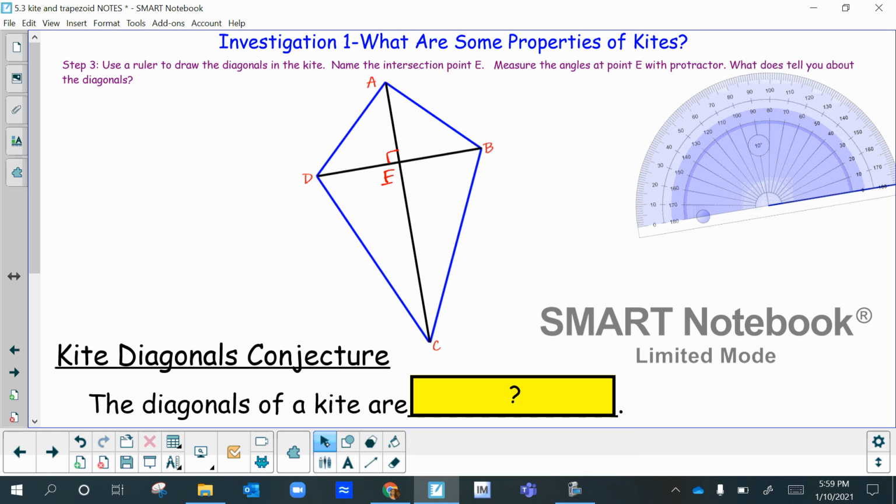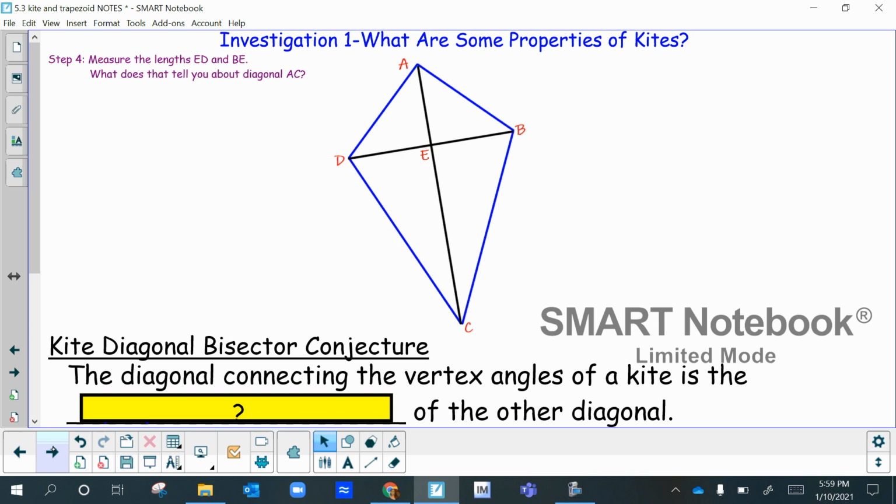Therefore, in the blank, the diagonals of the kite are perpendicular. So that's using the word that defines when two lines or segments cross, they form 90-degree angles. So two diagonals are always going to be perpendicular. Again, whenever it's drawn to scale, it is pretty easy to see that they are. Okay, let's go to the next investigation.